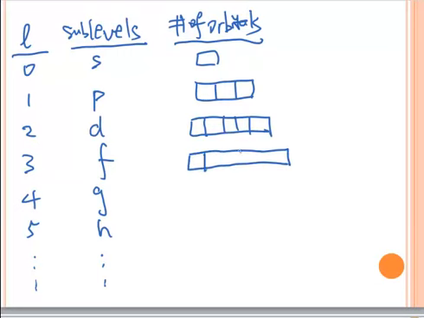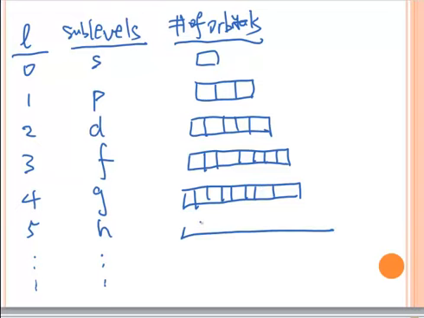1, 2, 3, 4, 5, 6. And G will be 9. 1, 2, 3, 4, 5, 6, 7, 8. And H will be 11, and the list goes on. 1, 2, 3, 4, 5, 6, 7, 8, 9, 10.